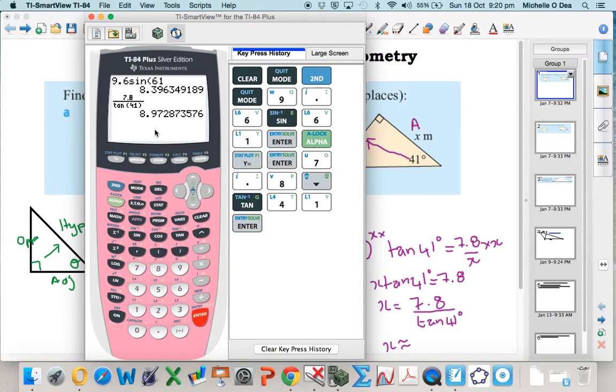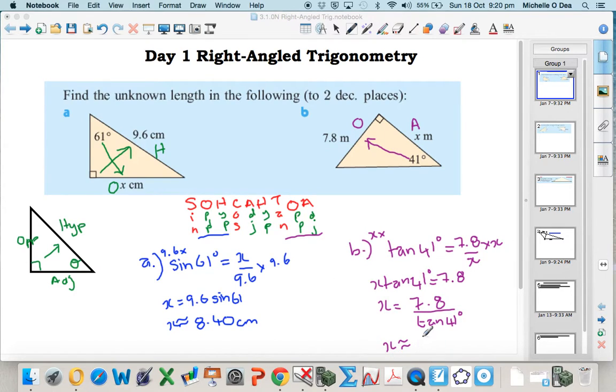And again, round into 3 significant figures. I go 1, 2, 3. This time I don't need to round because the next digit is 2, so it's 8.97. So that is approximately 8.97. And of course, don't forget units, meters. Those wavy equal signs mean approximately.